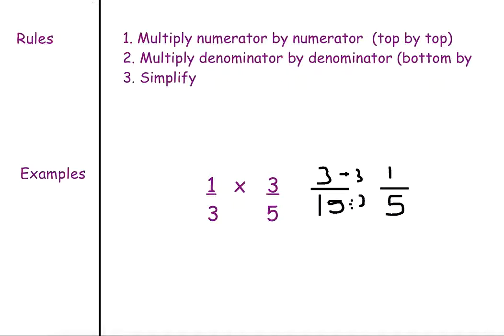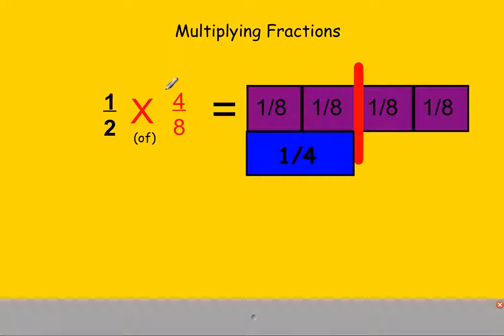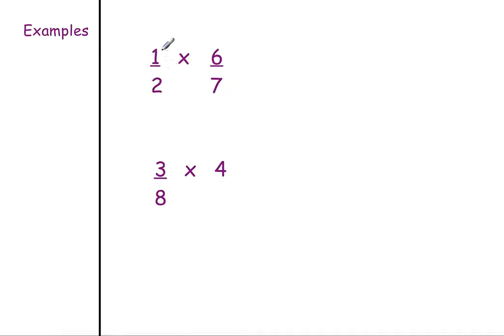Let's go back and look at the ones we just did. 1 times 4 is 4. 2 times 8 is 16. That can get simplified by 4, and that gives me 1/4. So it does work. So let's do another one.